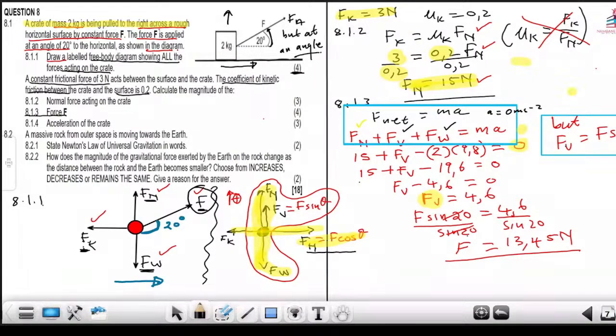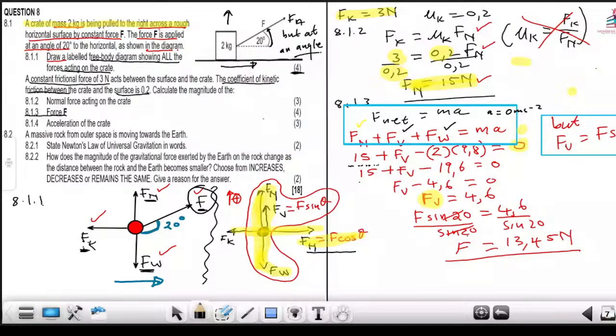Questions, please. If there are no questions, then I know F normal calculated is 15. FV is what I am looking for. The reason for me to calculate FV is very easy, because I know the relationship between FV and the magnitude of F.